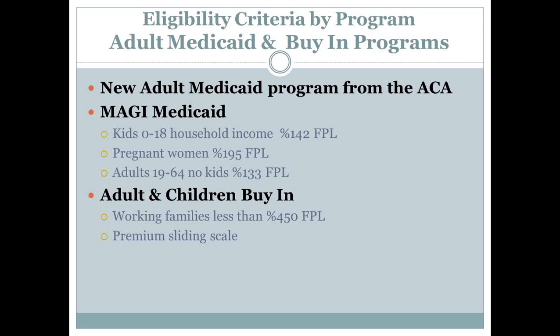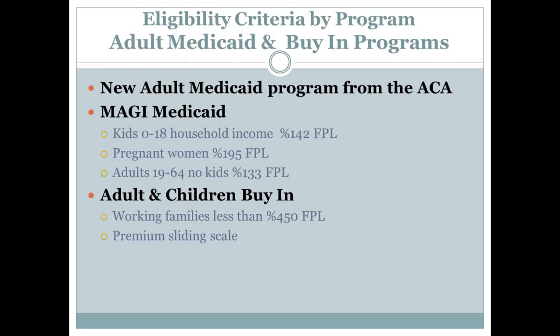There is also an adult and children buy-in program for working families that are less than 450% of the federal poverty level, and they can actually purchase Medicaid and have a premium based on a sliding scale.